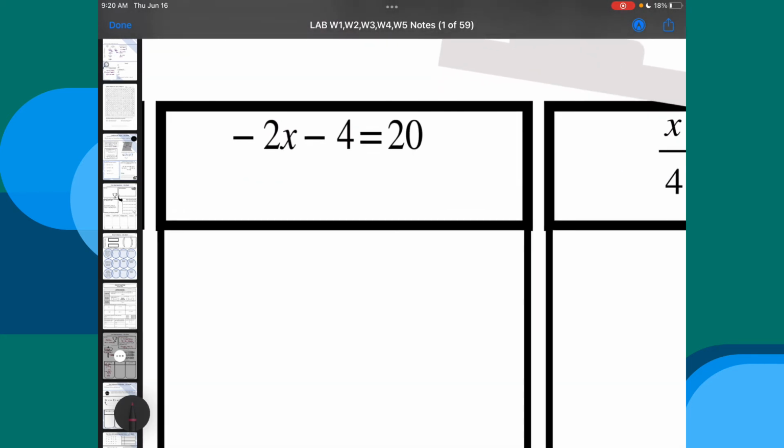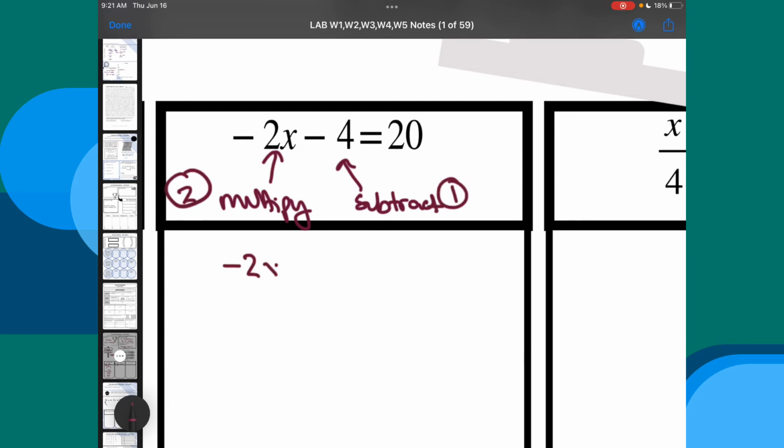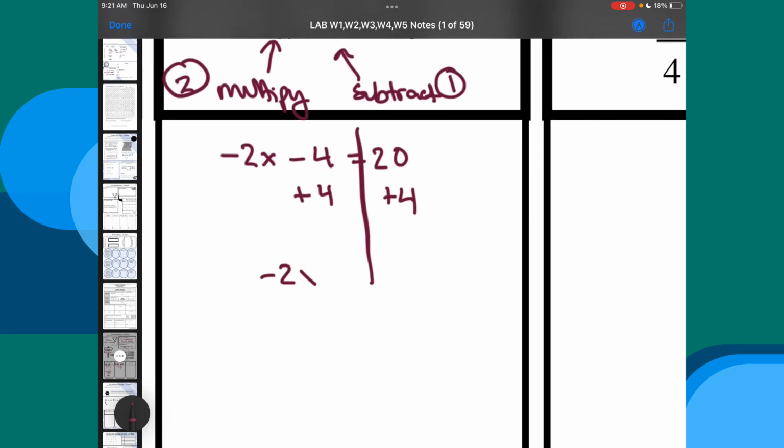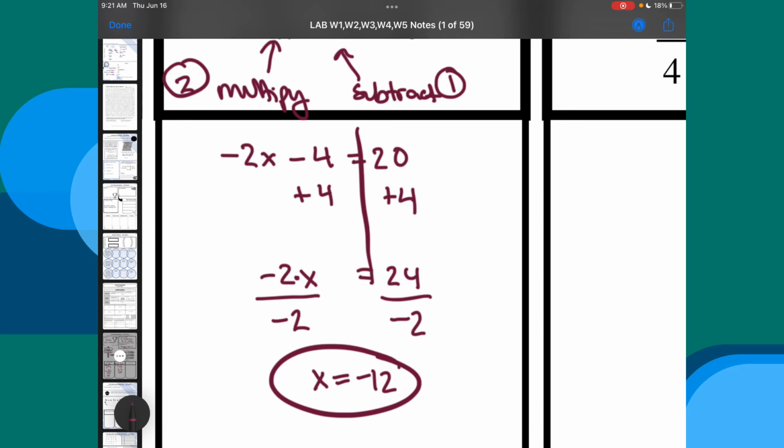Take a look at a second example. Here we have multiplication. Here we have subtraction. So we will first undo the subtraction. We will second undo the multiplication. The inverse of subtraction is addition. We are making sure that we keep a balanced equation by adding the 4 on both sides of the equal sign. Then we're going to undo this multiplication with division. Again, we do it to both sides to make sure that we keep a balanced equation.